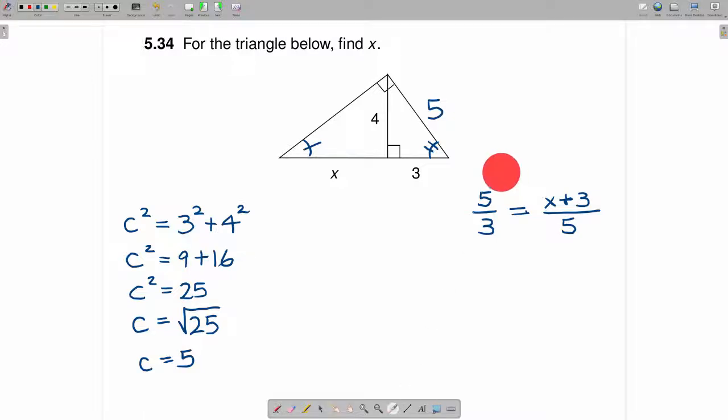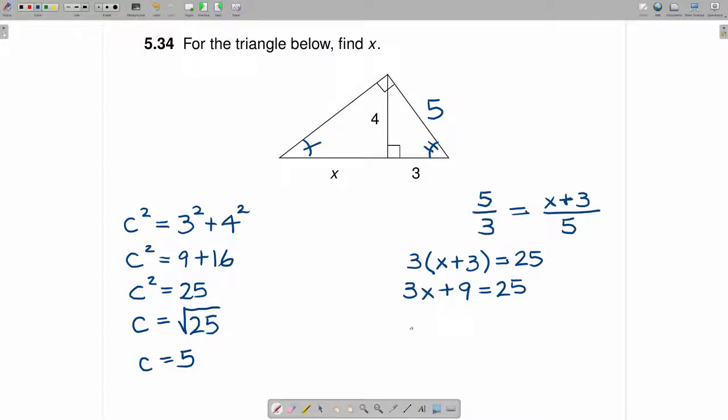And now we have a single equation in x that we'd like to solve, and then we will find this length x. So if you do cross multiplication, you're going to have 3 times x plus 3 is equal to 5 times 5, and 5 times 5 is 25. Multiplying that out, we get 3x plus 9 is equal to 25.